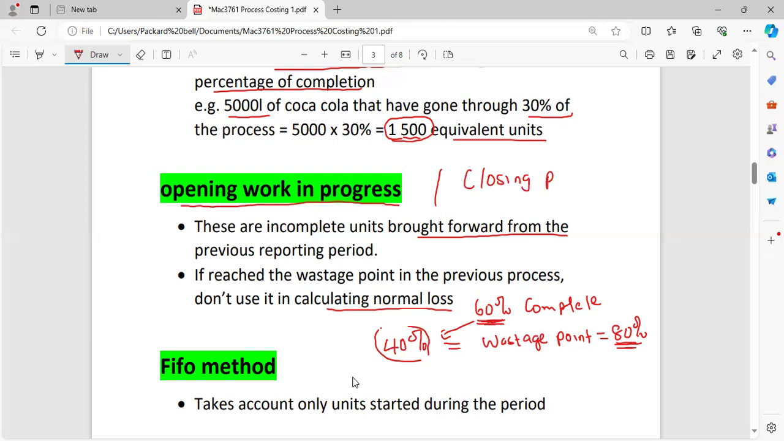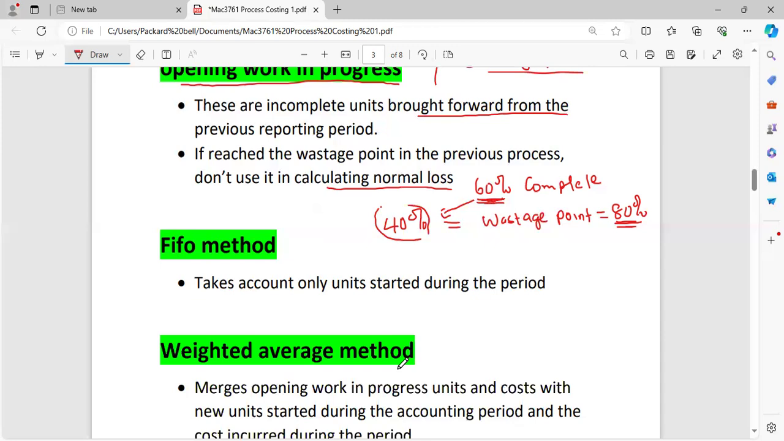I think I will also explain more when we do the question. But these are the basic principles that we should be able to apply when we are answering a question on process costing. Then there is also this thing of FIFO and weighted average.